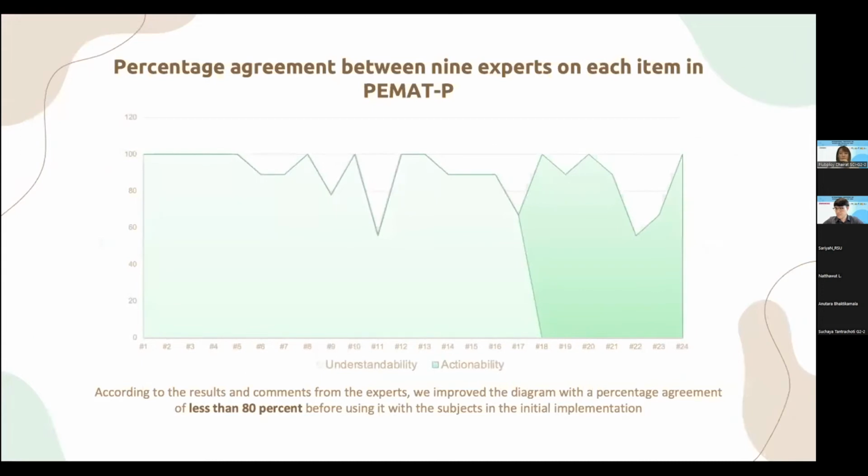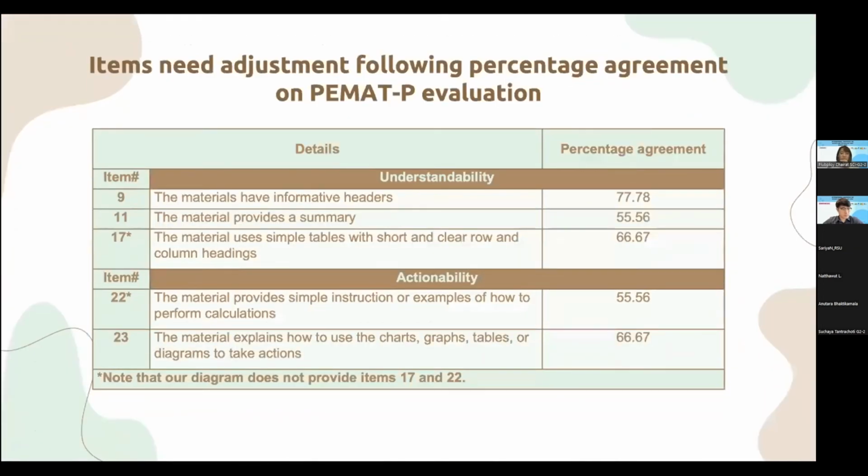The percentage agreement graph tells us which subtopics our experts agree on. Some subtopics had less than 80% agreement. These subtopics must be looked into to understand why opinions differ. There are 5 items which didn't meet 80% agreement, so we need to adjust these items. But items 17 and 22 are not involved in our diagram, so both of them were excluded and we adjusted only items 9, 11, and 23.